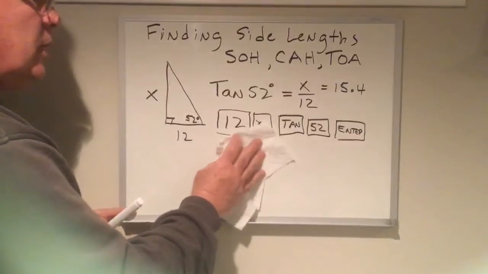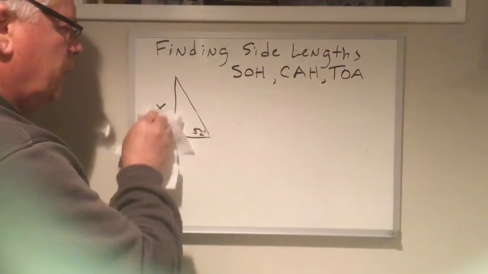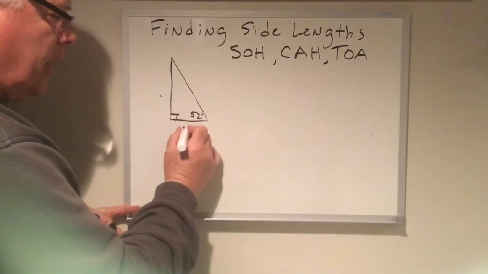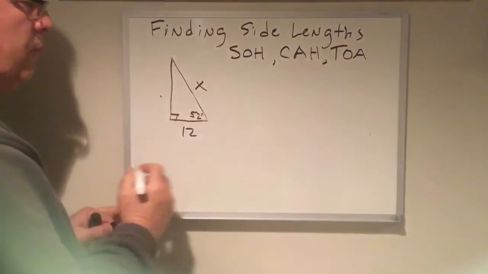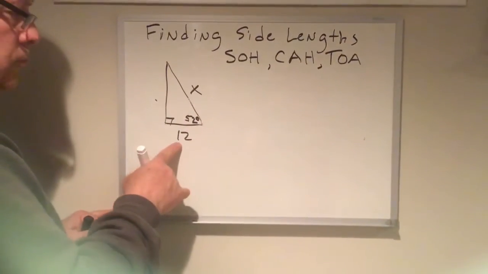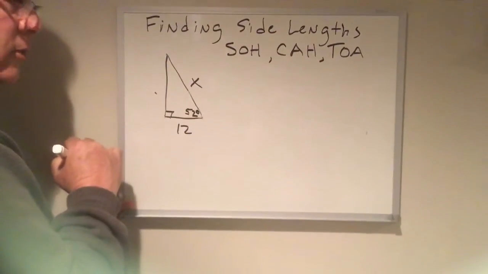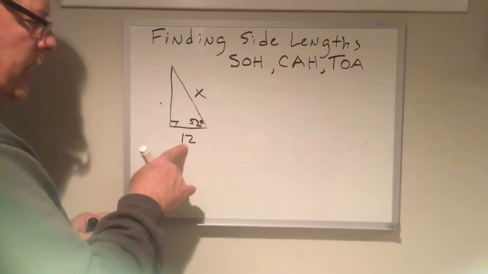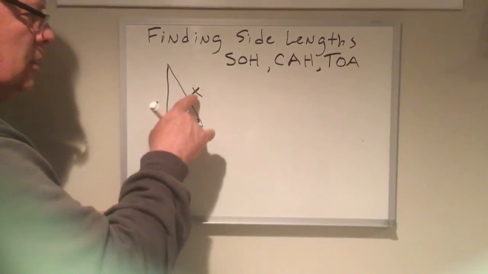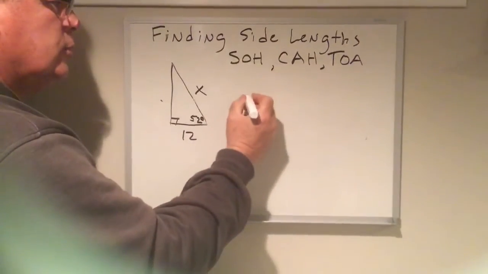Let's use the same triangle and change the given a little bit. We'll even use the 52 degrees there, and we're going to give that as the 12, and we're going to look for the hypotenuse. So that changes things a little bit. Same triangle, same 12, but in this problem we're looking for the hypotenuse. There's the 52-degree angle. The side that we have is adjacent to it, and we're looking for the hypotenuse. Adjacent, hypotenuse. We're going to use cos.